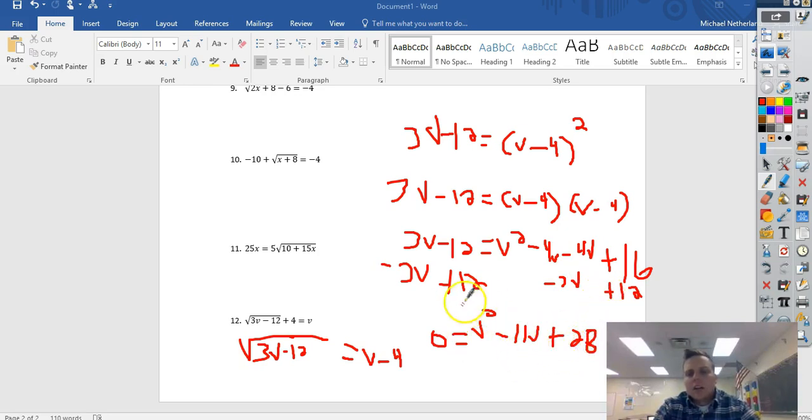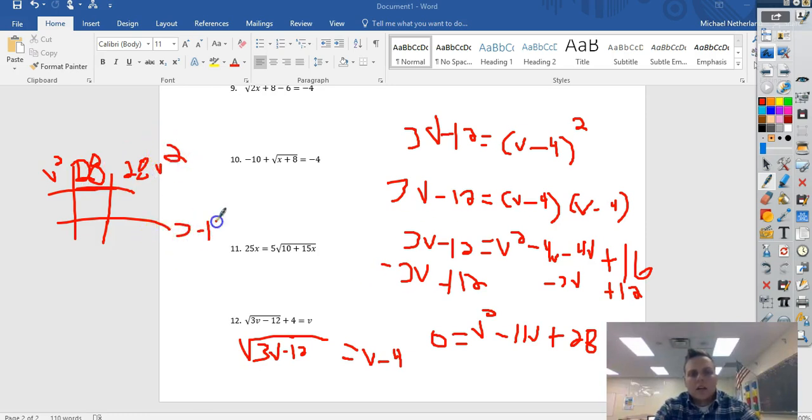Now you need to factor that through tic-tac-toe. So you put v squared here, put 28 here, not 18. You get 28v squared when you multiply them. You need to add to be negative 11v. So what are two numbers that make that magic happen? Well, negative 7v and negative 4v. V squared and negative 7v both have a v in common. V squared and negative 4v both have a v in common. So you get negative 7, you get negative 4. You go across, you go across.